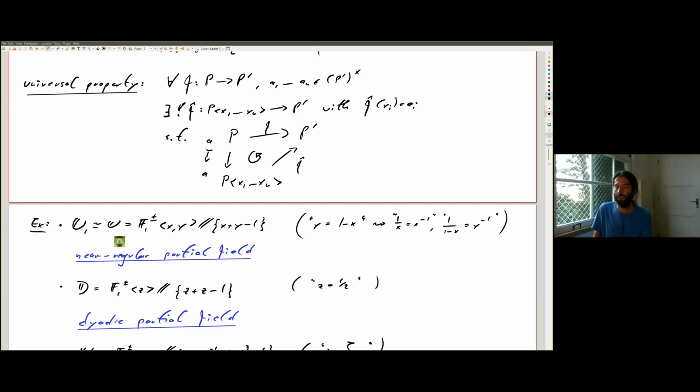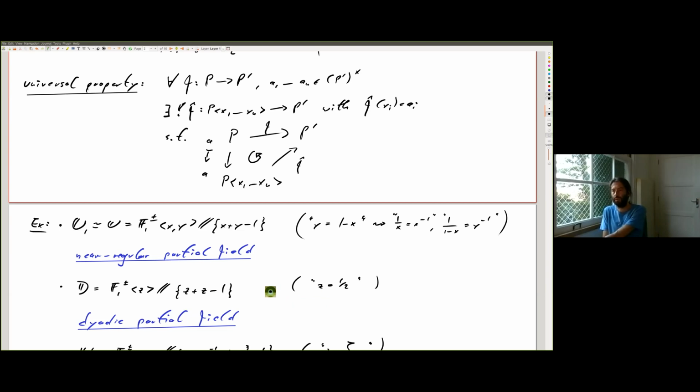The next example is the dyadic partial field. So within this logic that I just described to you, it's F1 plus minus associate one element z modulo the relation z plus z minus 1. So this means that z is an element 1 over 2, 1/2 in a sense, because if we embed this into a ring, then this is satisfied for 1/2, which kind of hints at the description as a partial field, which uses the dyadic integers to give this multiplicative subset.